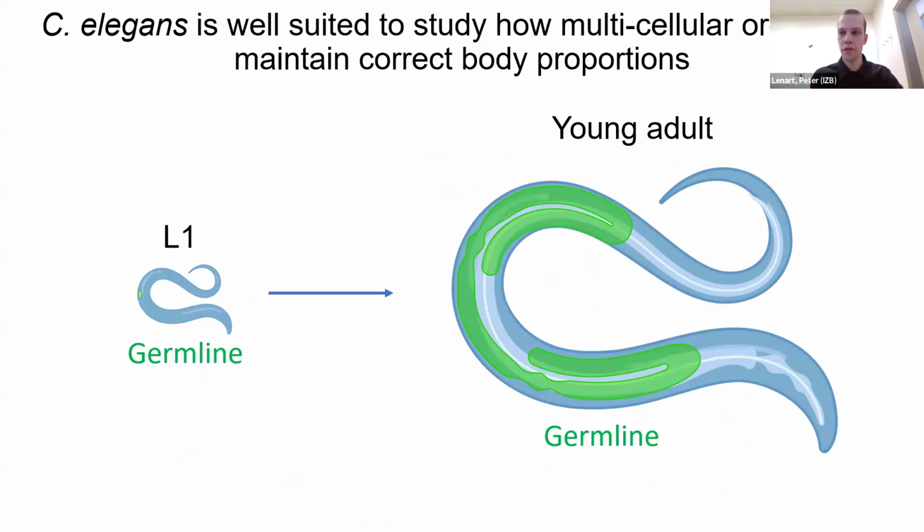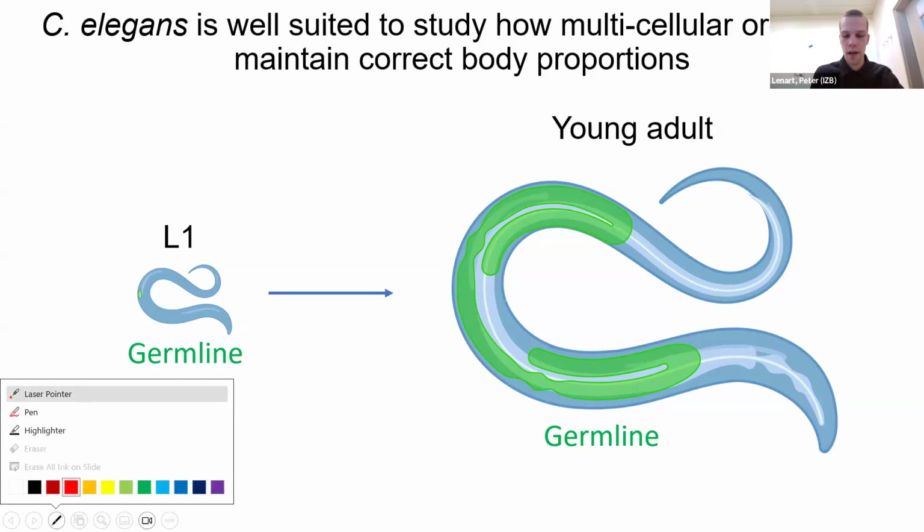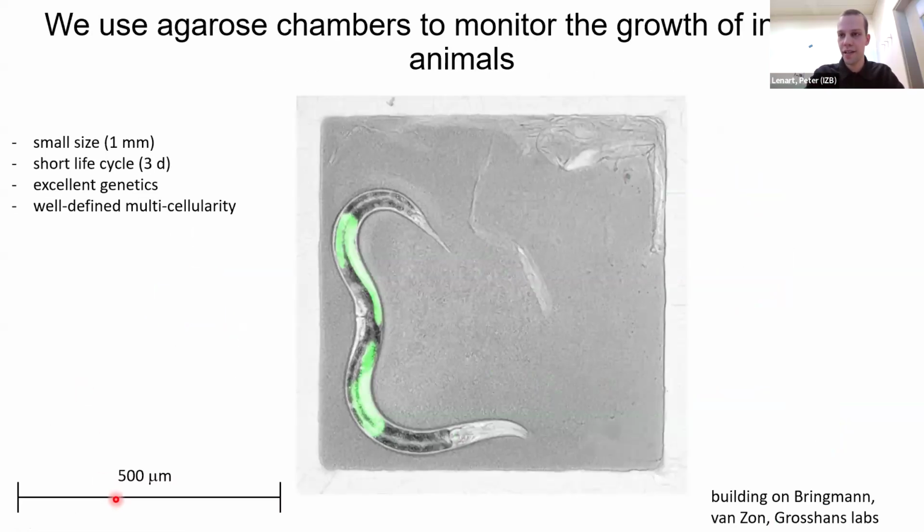At hatching it is composed of only two cells that correspond to around 3% of the body. And then at entry to adulthood, it's composed of around 2,000 cells that actually outnumber somatic cells 2 to 1, and they correspond to 1/3 of the body. So thanks to the small size of C. elegans, I can put individual worms into small agarose chambers, and I can array hundreds of such chambers next to each other. And by using live imaging, I can monitor growth of body and germline from hatching to adulthood in hundreds of individuals in parallel.